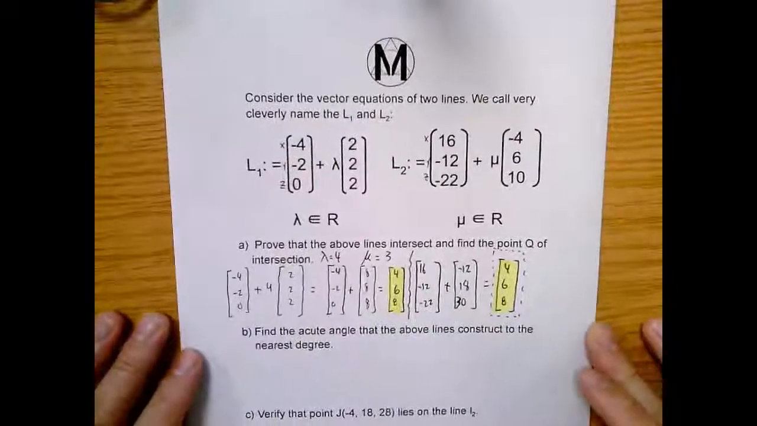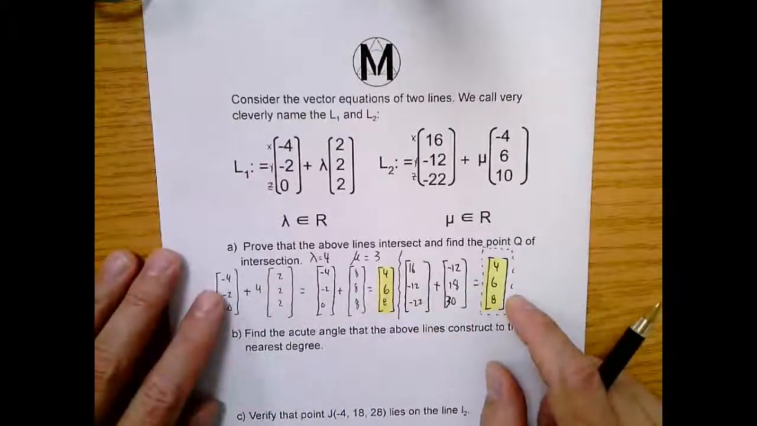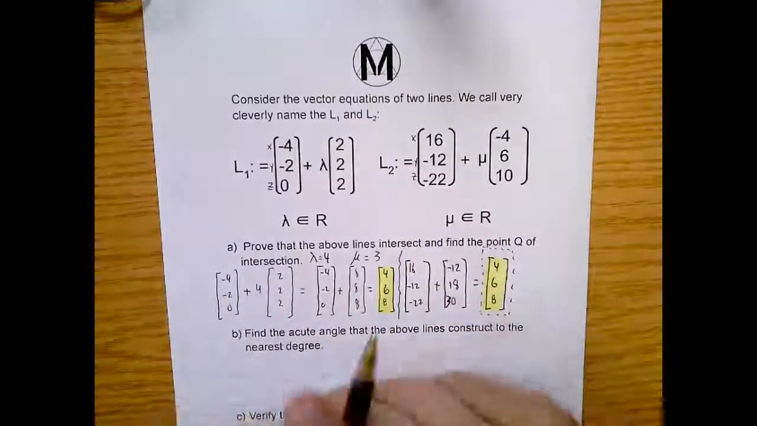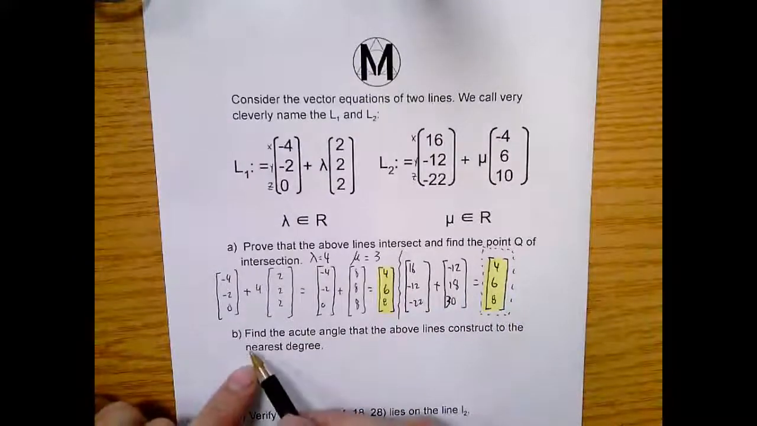All right, let's do some Mathity-Math. We've already done part A. If you want to see how I got the point Q intersection, then please go back to the previous video. I'll put a link somewhere here. Maybe it's right there. I don't know. Okay, but now we're moving on to part B.